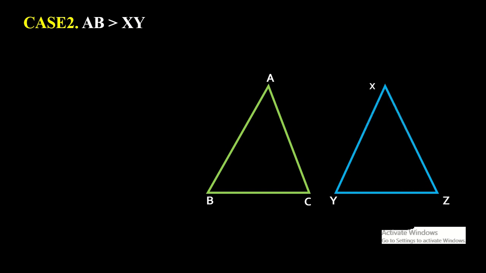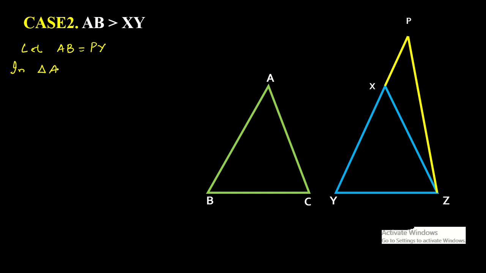Since here we are supposing that AB is greater than XY, we will extend this XY to a point, for example P, such that AB is equal to PY. Let AB be equal to PY, as AB is greater than XY. Now let's join this PZ. So we got two triangles, ABC and PYZ. Let's take these two triangles.